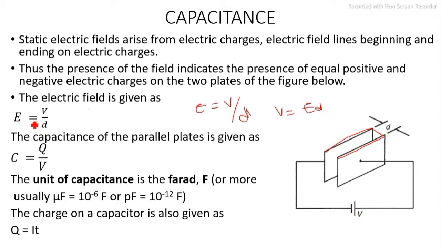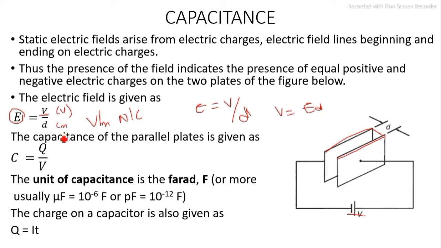So whereby E is the electric field in volts per meter or Newton per coulomb. So the unit of electric field is what? Volt per meter or Newton per coulomb. V is the potential difference, the battery voltage, and the unit is volts. D is the distance between the two parallel plates, and the unit is meter.